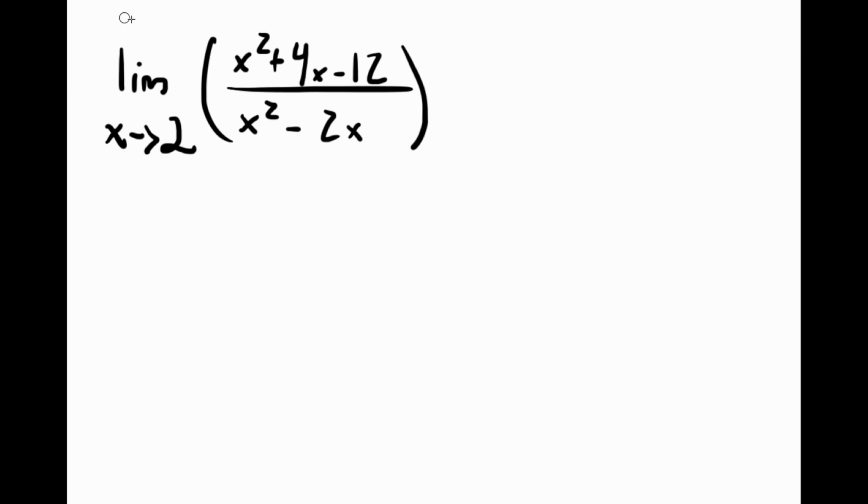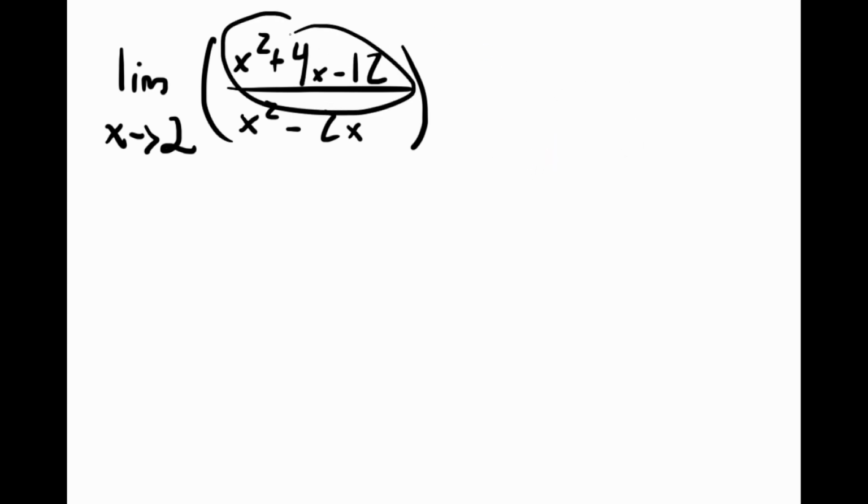Alright, so try and do this yourself if you can. Pause the video and try to do the following limit and come back and we can compare answers. Alright, so as we've said before, we can't just simply plug in 2 for x, because 2 to the second minus 2 times 2 is literally just going to be 4 minus 4.